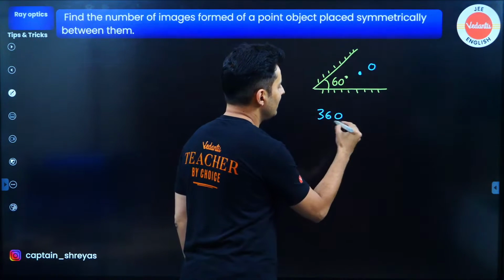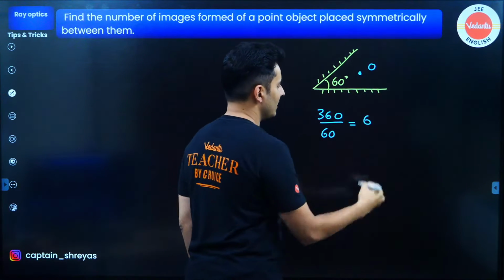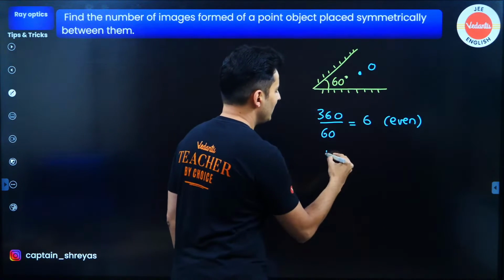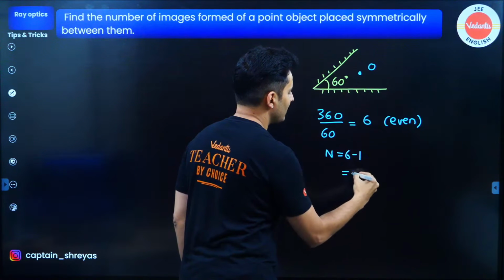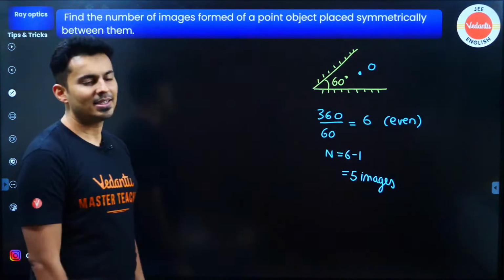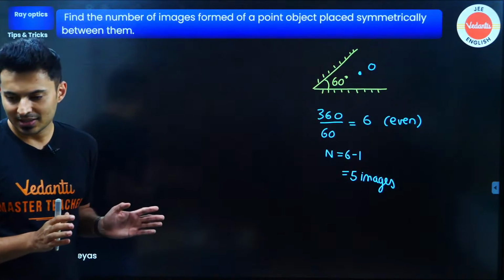So 360 divided by 60, how much is it? 6, right? So 6 is an even number. So the number of images will be 6 minus 1, so 5 images will be formed. As simple as that. Everybody with me on this?